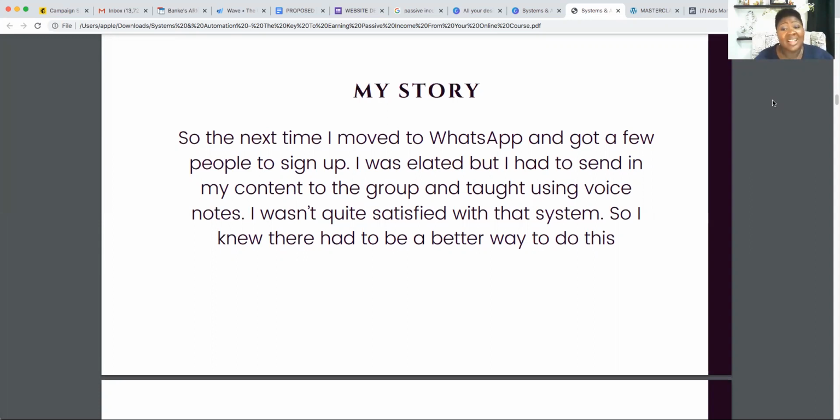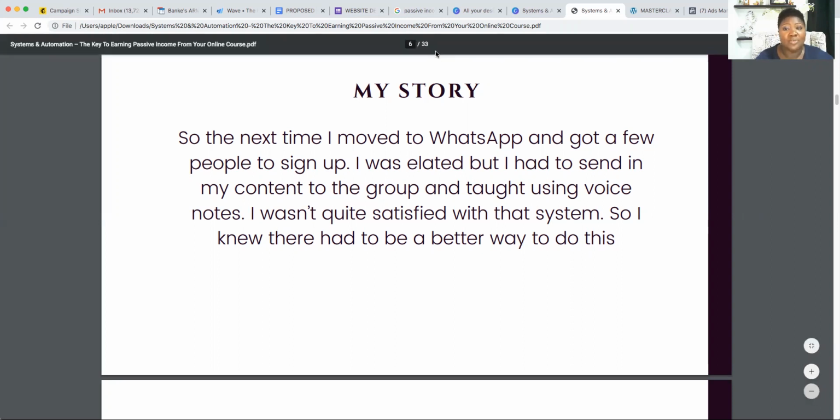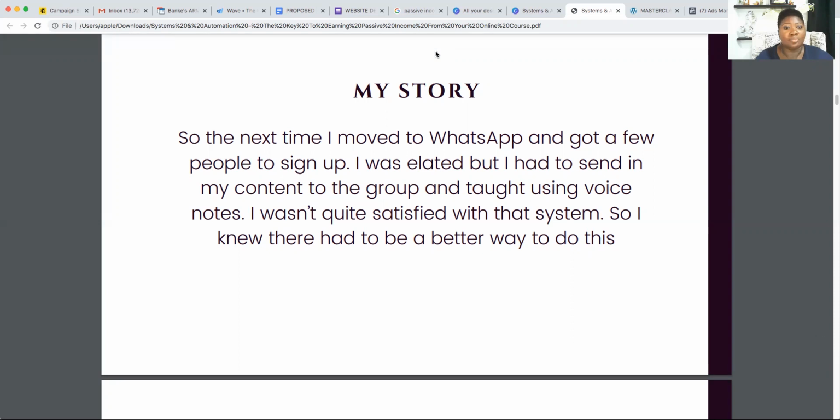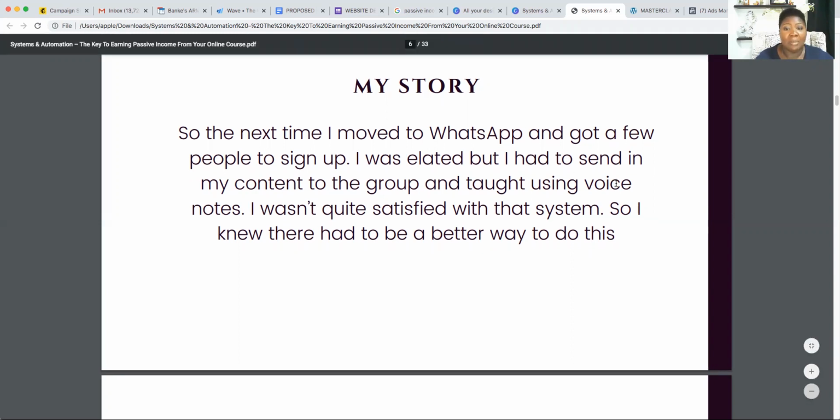So I was elated that I got a few people together. I used WhatsApp, but then I had to send in my course content to the group, which means that I had to be actively delivering my course, and it wasn't working for me because there were times that I needed to be somewhere else and I couldn't be because it was important for me to deliver my course, right? So I wasn't quite satisfied with that system. I knew there had to be a better way to deliver my online course.